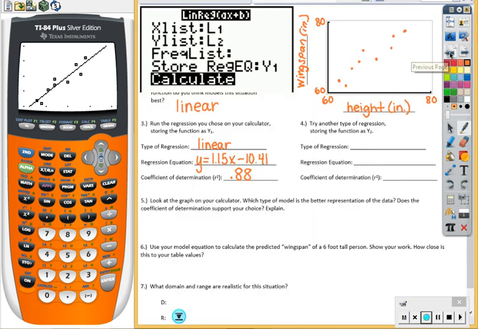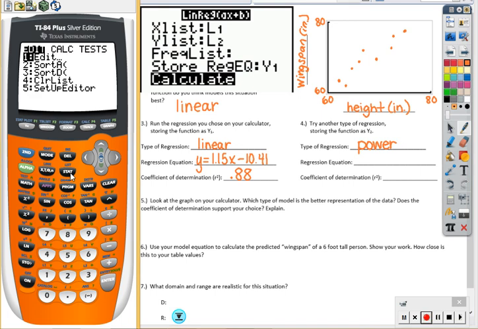So now I have to decide what else do I think this could look like. I don't even really know, but to me, maybe it looks sort of curved like that. So maybe I'll pick square root. So remember, if I think it's a square root, I'm going to have to go with a power model, a power regression, because that's like x to the 1/2. So let's try this one. Under stat, calc, I have to go down to find my power regression. Oh, apparently I should have gone up.